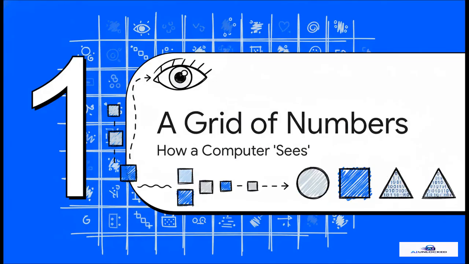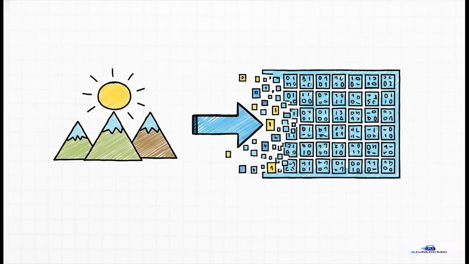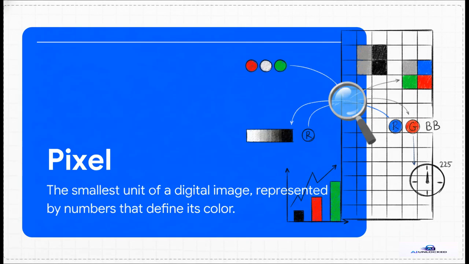Okay, first things first. We need to get our heads around how a computer even represents an image. Because I promise you, it is nothing like the way our own eyes and brains process the world. And this is really the fundamental truth you have to grasp. To a machine, a beautiful photograph isn't a picture. It's just a highly structured spreadsheet of information. That's it. Each tiny little dot in that grid is called a pixel.